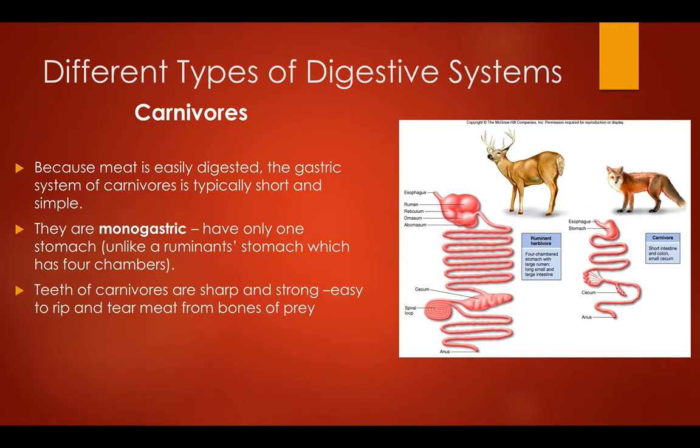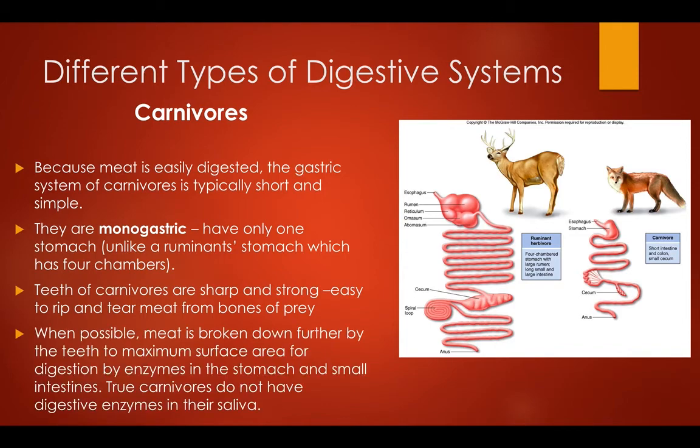Teeth of carnivores are very sharp and strong, easy to rip and tear meat from the bones of prey. When possible, meat is broken down further by the teeth to maximize the surface area for digestion enzymes in the stomach and small intestines. True carnivores do not have digestion enzymes in their saliva. Those are obligate carnivores, again, things like felines. Things like wolves, coyotes, foxes, the canines, are not obligate carnivores. They predominantly eat meat, but they can also eat some grains and grasses as well.